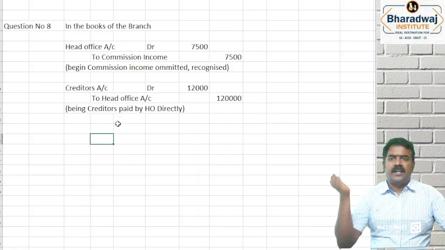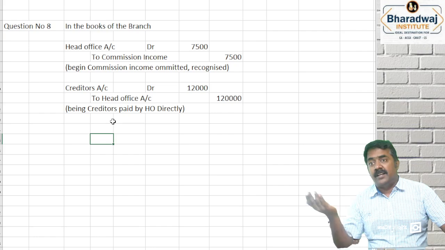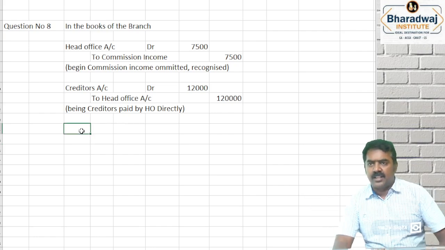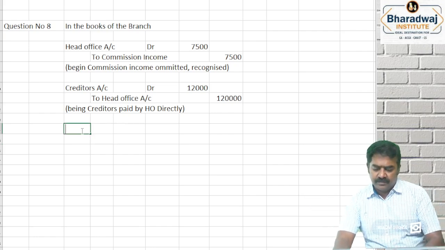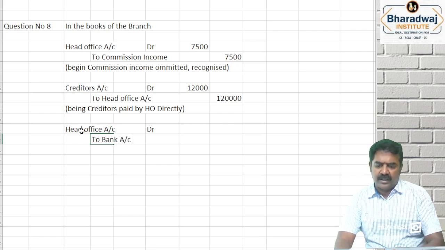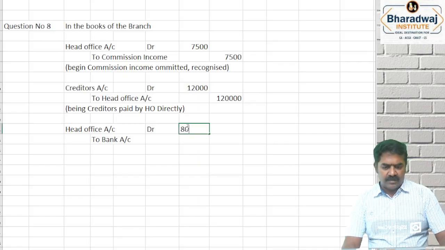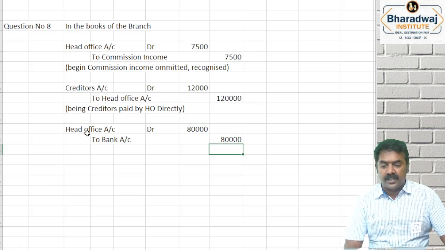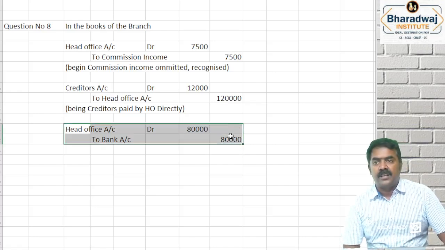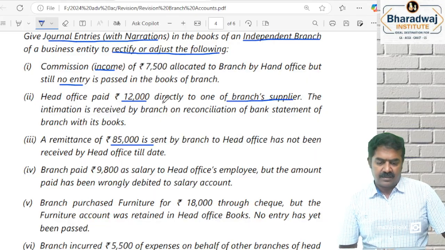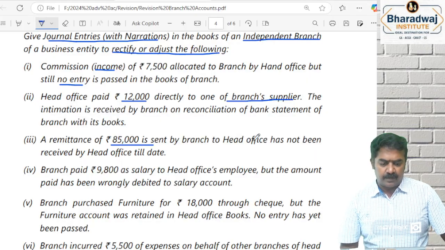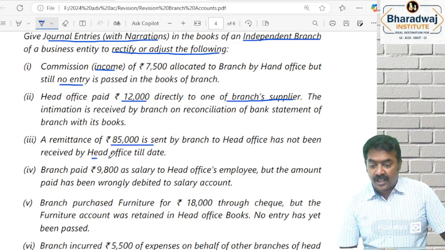We have already remitted cash. While sending the cash, what would we have done already? Head office account debtor to cash or bank account; like that we would have passed the entry. How much did we remit? 80,000. Is it given that it is omitted in the book? No. It is sent by the branch to head office, not received by the head office till date.